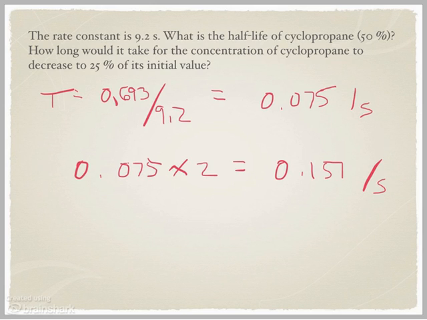So initially you went and determined how long it would take to have 50% of the cyclopropane be left over, which you saw is 0.075. Then it asked, how long would it take for 25% of that to be left over, and you figured it out to be 0.151. And again, the reason why you multiply by 2 is because of the fact that you just went 2 half-lives instead of 1.